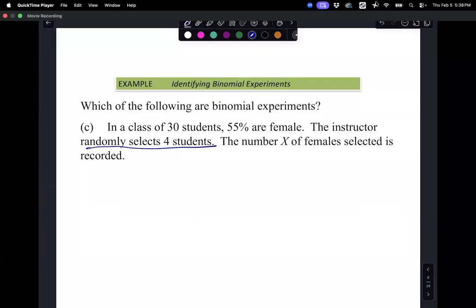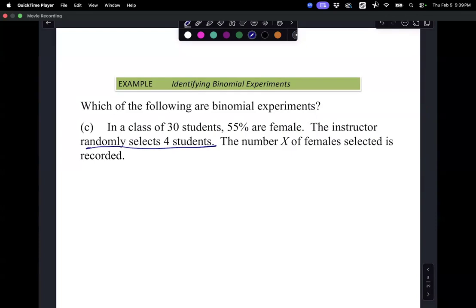All right. The next one is where we have an issue, the probability of success. It seems like there's a 55% chance of getting a female. However, take one student out of the classroom. Let's say I take one student out and it's a female. Now, instead of 55% female, the percent that are female is going to be different because I removed one. Or let's say the first one was a male.